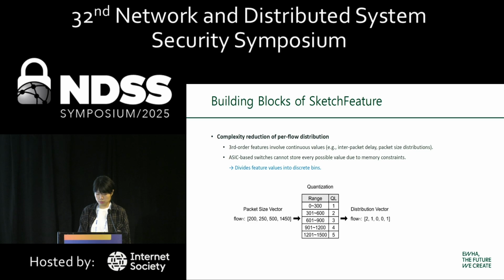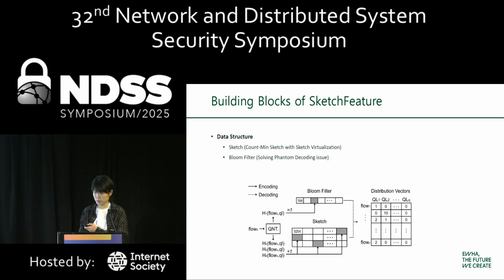This quantization process is necessary to cope with the memory constraints of ASIC-based switches, and it is also used in FlowLens and NetWarden. So this distribution vector is stored using a data structure consisting of a sketch and a Bloom filter, as shown in the figure. By encoding and decoding in this data structure, the distribution vectors for all flows can be retrieved.